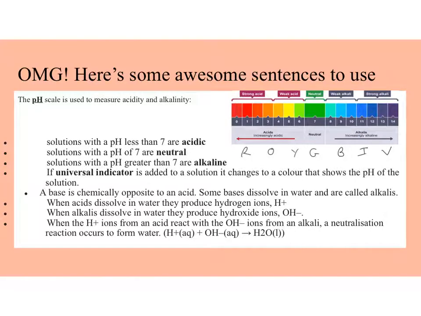When acids dissolve in water, they produce H plus ions. When alkalis dissolve in water, they produce OH minus ions. So then in neutralization reactions, you do an acid plus a base equals salt plus water, and then that's the ionic equation for it. So there's the acid, there's the base, and then there's the water. So you don't put the salt in there, just put the water in.